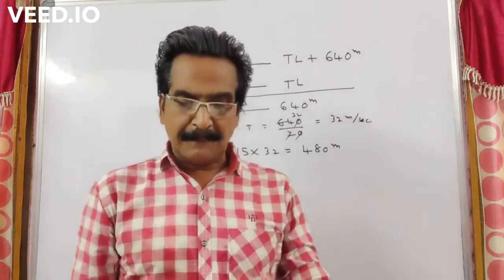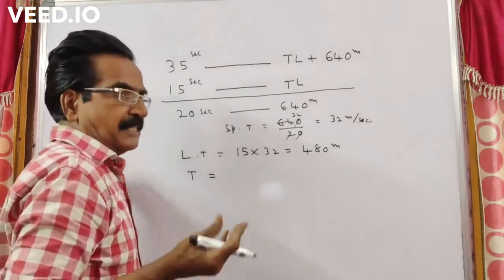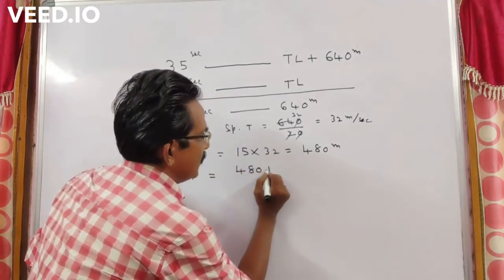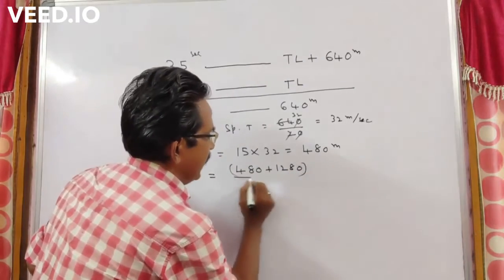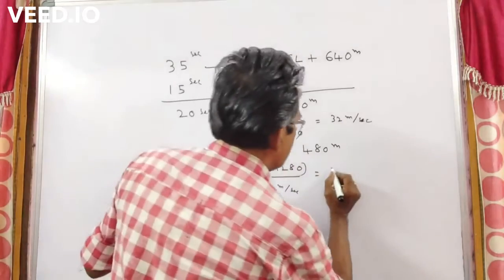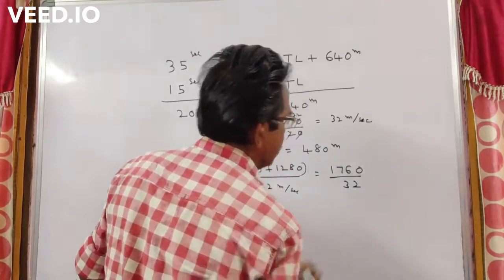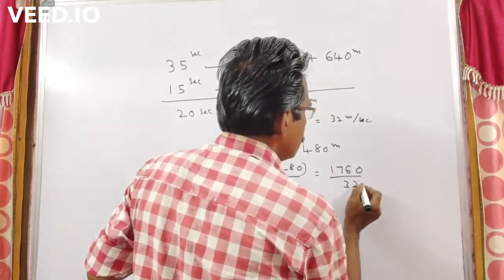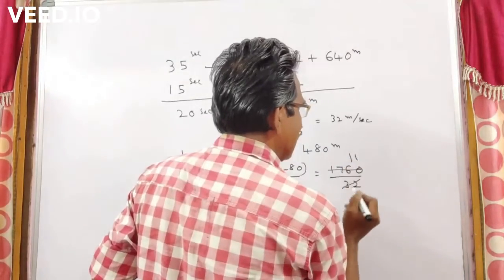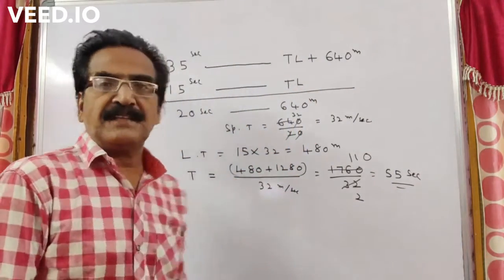Now we want the time taken to cross a bridge of 1280 meters long. So time is equal to distance, and the train is crossing a bridge, so train length plus bridge length. Train length 480 plus bridge length 1280 by speed of the train 32 meters per second. This is equal to 55 seconds, so 55 seconds is your answer.